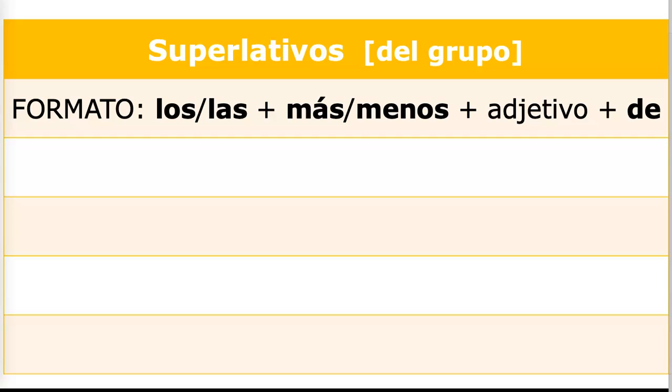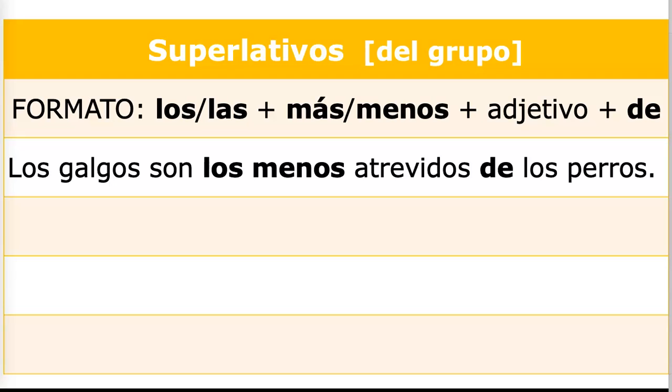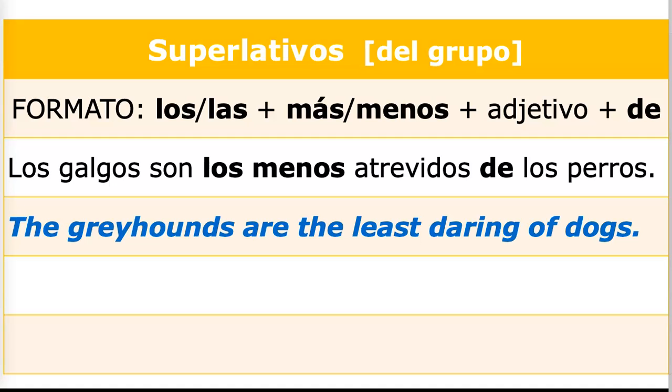And I'm not sure why I gave you a whole other page of these, but here we go. Los galgos son los menos atrevidos de los perros. Another one of our vocab words, and actually now I know why I did it, because I'm using menos instead of más. And galgos are greyhounds. So go ahead and translate this word. Do you remember our vocab word? The greyhounds are the least daring of dogs.